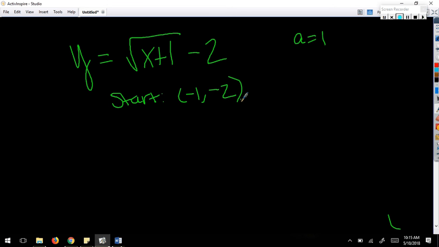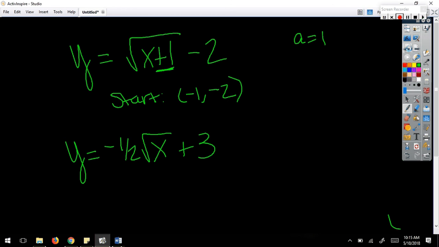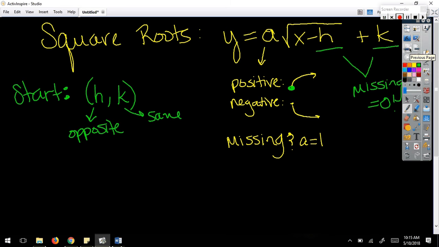Does that make sense? Okay. What if it was different, and you get -1? Yeah. Opposite of what's under here. Your H, remember that HK? H is under the radical. K is outside the radical.